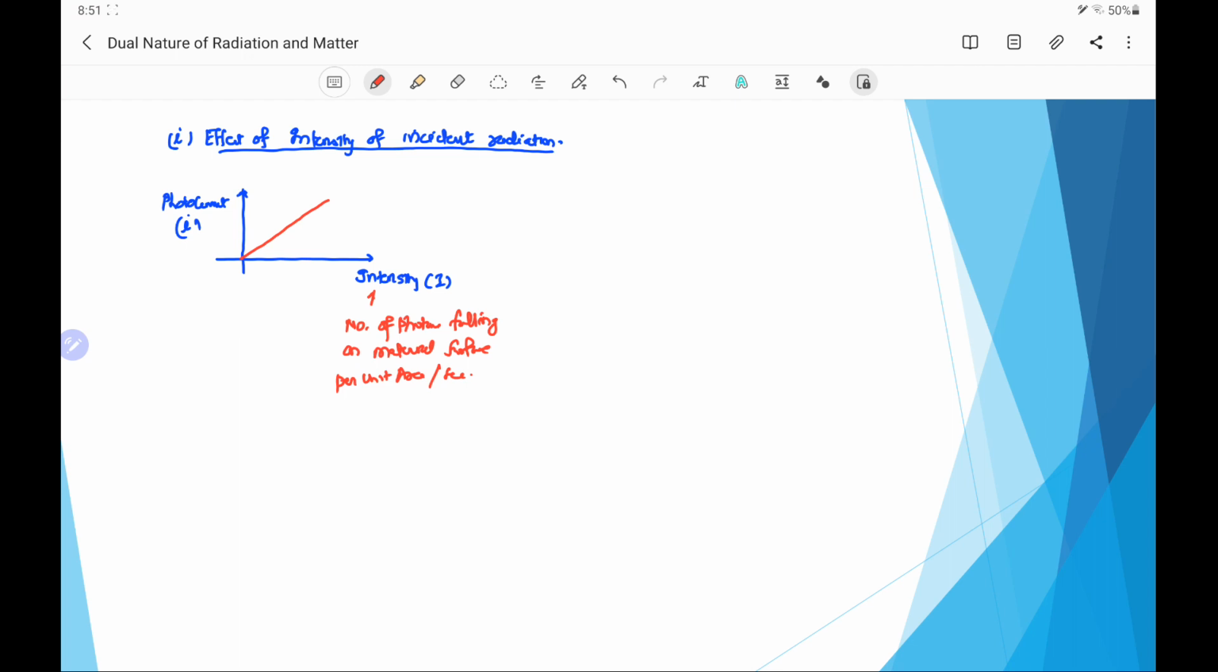Therefore, if the number of photons falling on the metal surface increases, that results in more photoelectrons emitted from the metal surface and constitutes the higher photocurrent. Here we have to note that this emission takes place for frequency greater than the threshold frequency. That means if frequency is less than the threshold frequency, photoemission will not take place. In that case, there will be no current. This graph is obtained when frequency is greater than the threshold frequency.